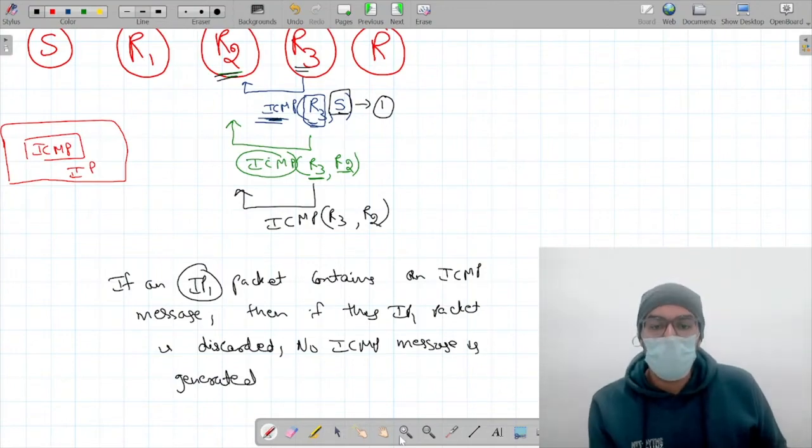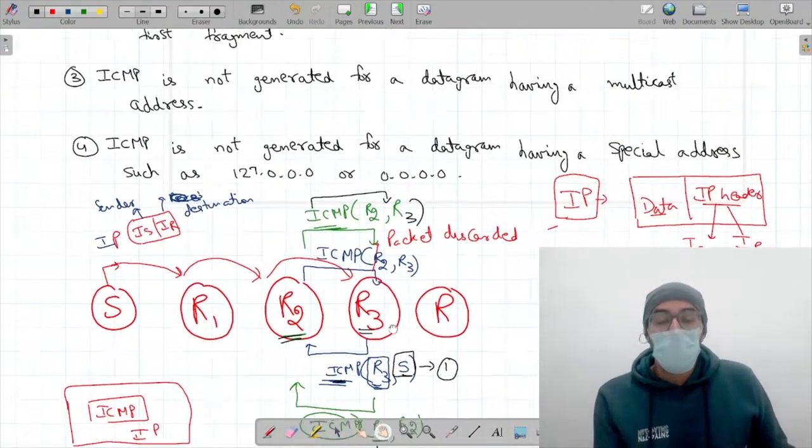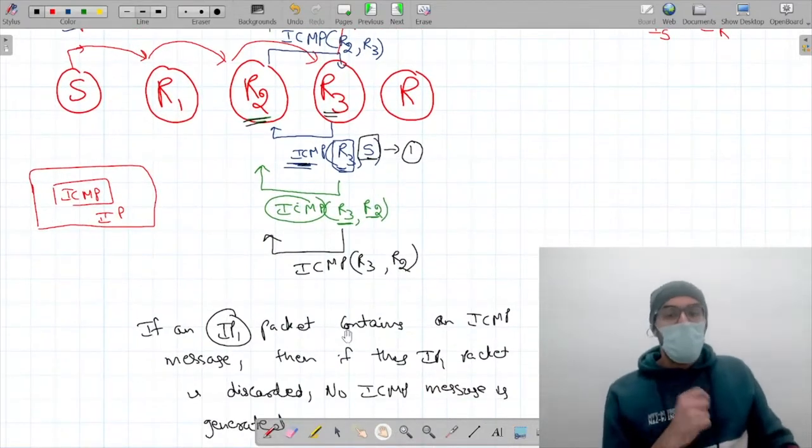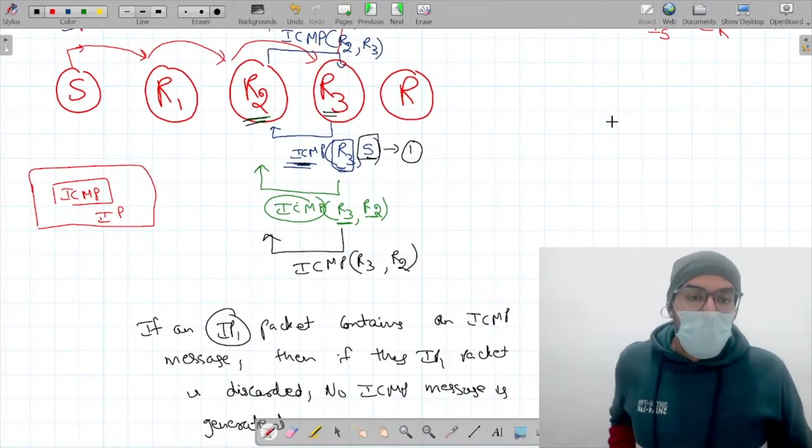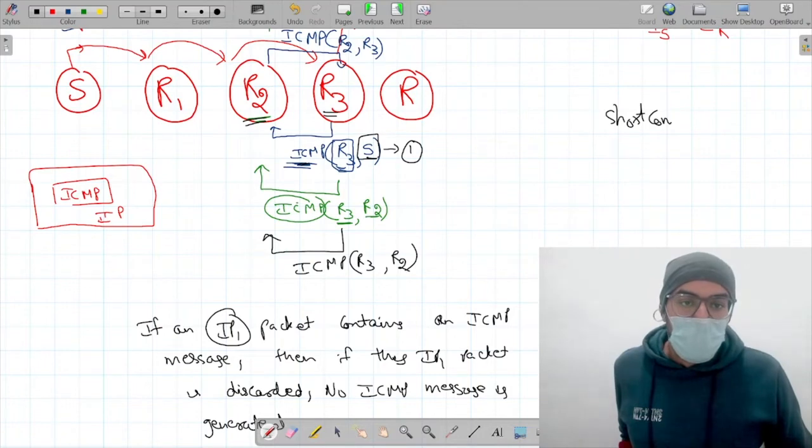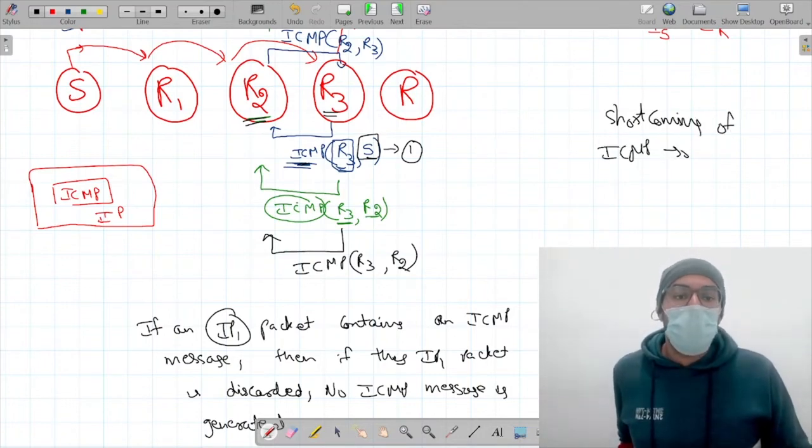Moving on further. The next thing over here that I want to tell you is there is a shortcoming. This is what we can say is the shortcoming of ICMP. Even ICMP is not completely reliable.